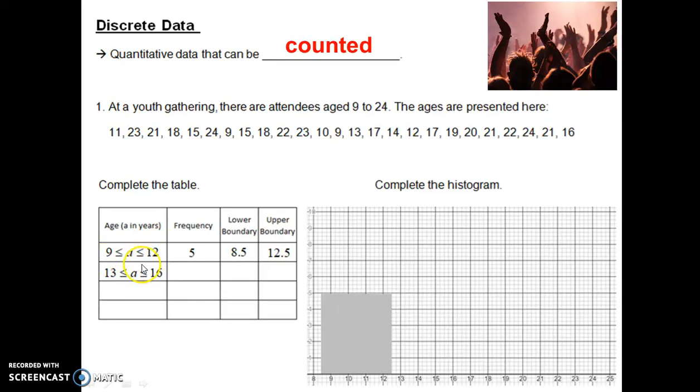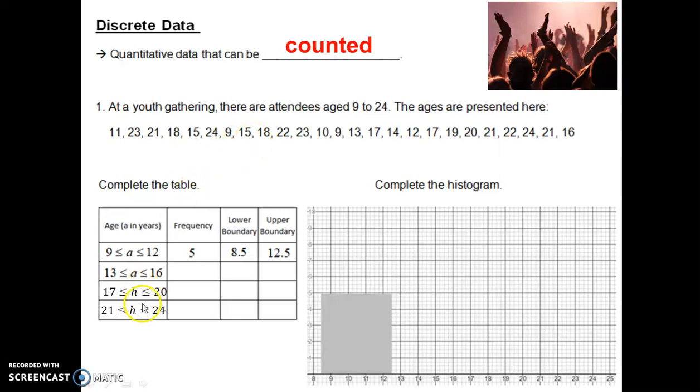Then this number is not the same as this one, as it was in continuous. That's because we cannot have values between 12 and 13. We can only have whole numbers in discrete data. So we end at 12 here, begin at 13 here. So here we would have ages 13, 14, 15, and 16 included. So anyway, 9 to 12 is 5. Let's take a look.